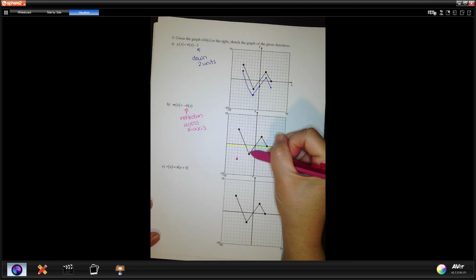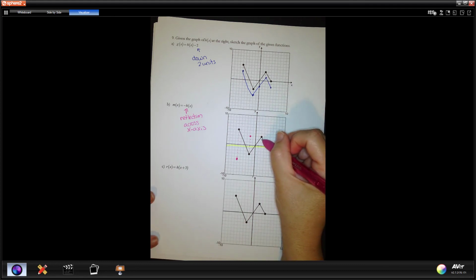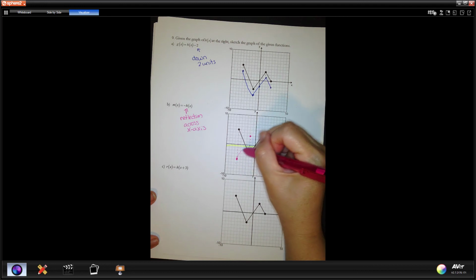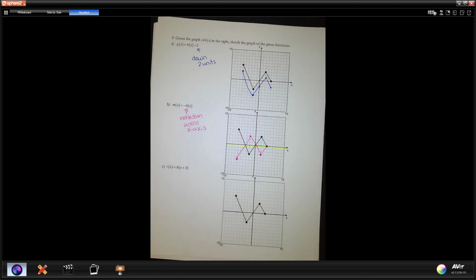Here, I'm going to go up 1, 2, 3. So now I have 1, 2, 3. That point is now reflected. This one, 1, 2, 3. So 1, 2, 3. And then this point stays the same. So there is our reflection.